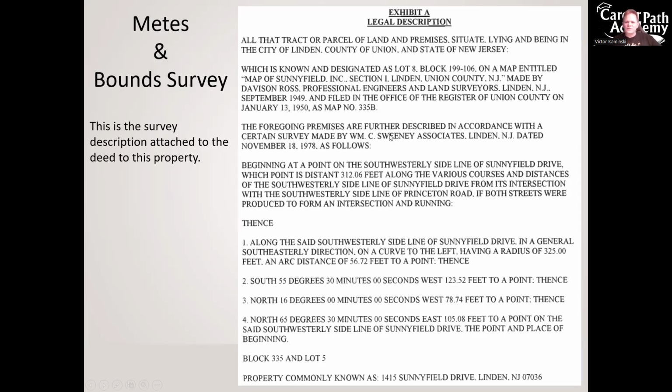The foregoing premises are further described in accordance with a certain survey made by W.M. Sweeney Associates, 1978. This is now where they were building the house here.